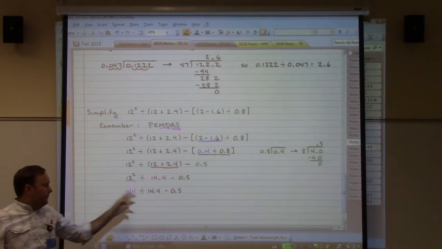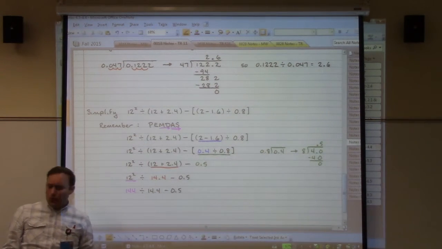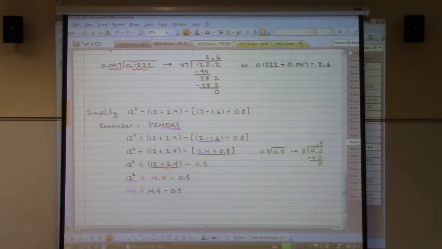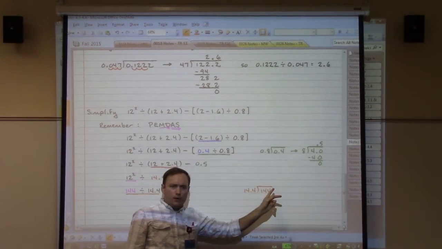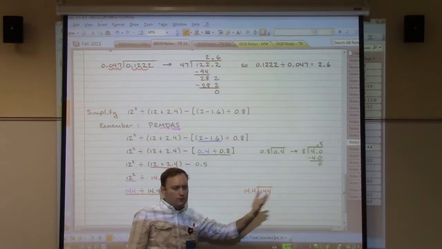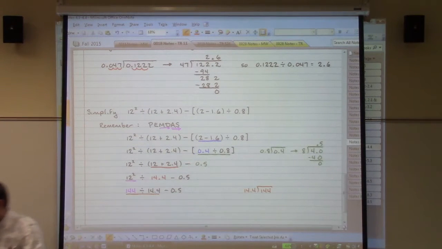Reading this again, we have division, we have subtraction. According to our order of operations, the division is the next part that we do. So we move off to the side where we have the 14.4 going out in front of our long division symbol and the 144 going underneath. We have a decimal to the side, so slide, slide. Hey, how do I slide? There's no decimal point underneath. Well, I throw one in there and then go ahead and slide it.